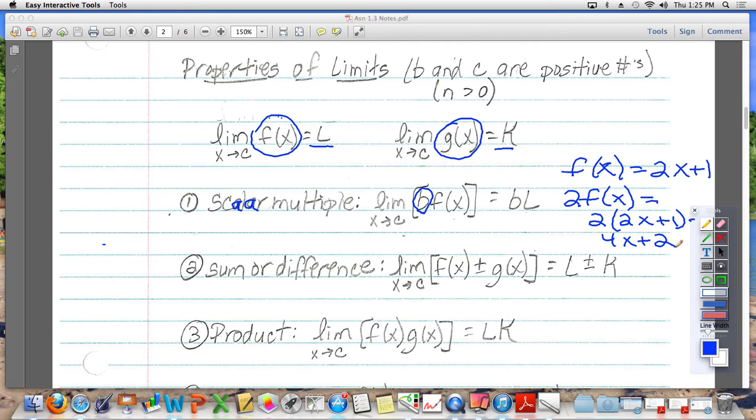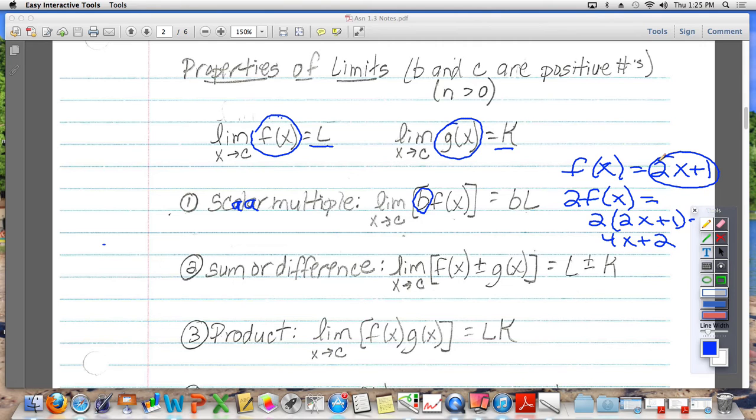So you could just find the limit of 4x plus 2, or you could find the limit of the original function, 2x plus 1, take your answer, and multiply your answer by 2. That's what that means. Make sense? Yeah.